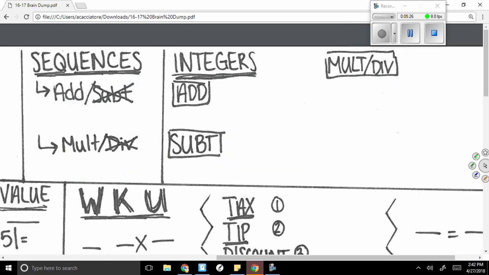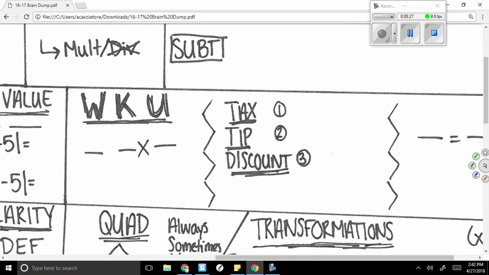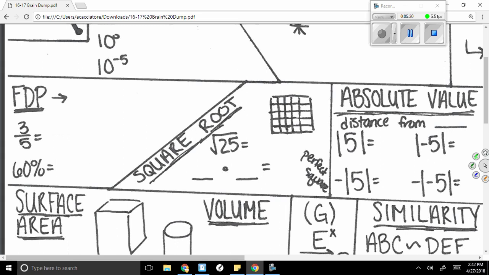Moving down to our next row. I'm actually going to go all the way over to the left. We have FDP. FDP is another no calculator section. And that stands for fractions, decimals, and percents. Remember, whenever we put them in order, we want to change them to decimals.